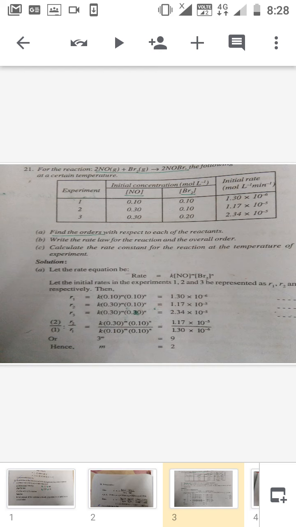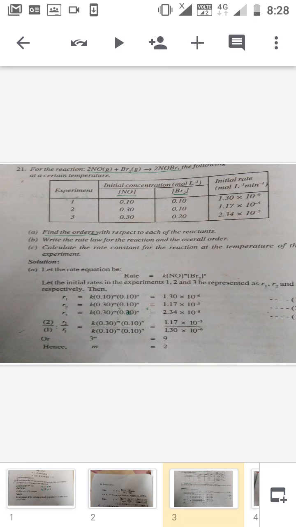Then R1 is given as 1.30 and R2 as 1.17. So directly substitute the values. R1 is equal to K into concentration of NO, given as 0.10 to the power m, into concentration of Br2, that is 0.10 to the power n, that is equal to 1.30 into 10 to the power minus 6, and R2 is equal to K into 0.30 to the power m and 0.10 to the power n, that is given as 1.17. Similarly we have to write R3.